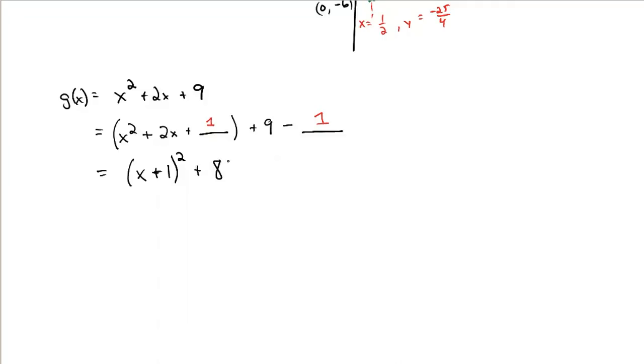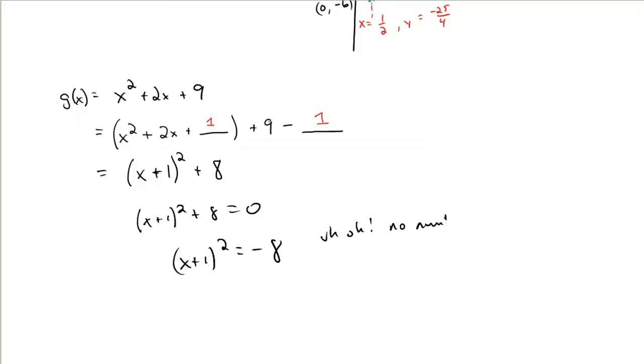Now if I want to find the zeros of this quadratic, I would set this quantity equal to 0. x plus 1 squared plus 8 equals 0. I get x plus 1 squared equals negative 8, and I go, uh-oh, no number squared equals negative 8. So the conclusion is, therefore, there are no zeros, which is possible.